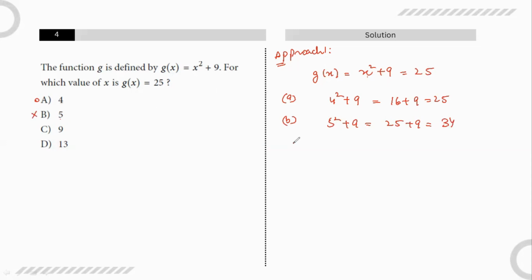B goes away. Let's try for C. 9 squared plus 9, that is 81 plus 9, that is 90. Obviously, it can't be. If it's not for 5, it can't be for 9. Even it can't be for D. So option A is the correct one here, right?